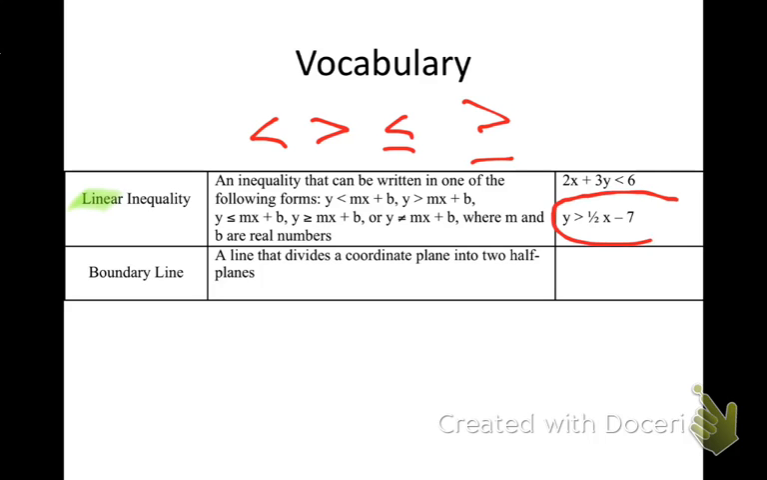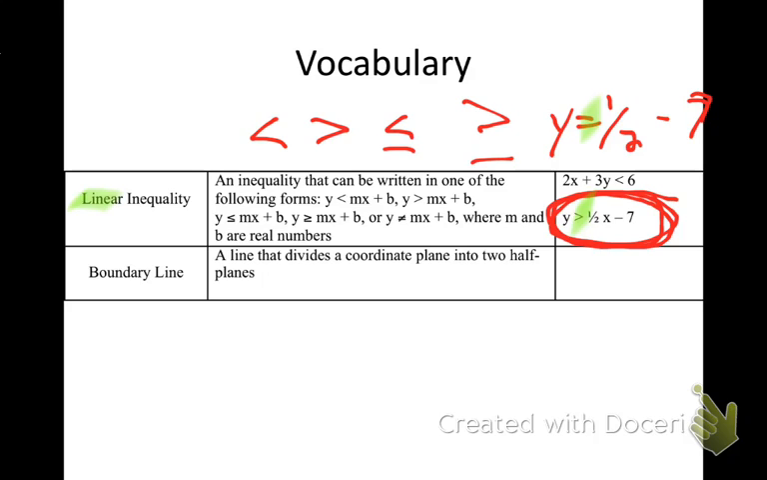So we're going to look at something like this today. y is greater than 1/2 x minus 7. The other day we would have had something similar to that, but it would have said y equals 1/2 x minus 7. So the only thing changing today is instead of equal signs, we have inequality signs. And really we're going to graph them all the same.